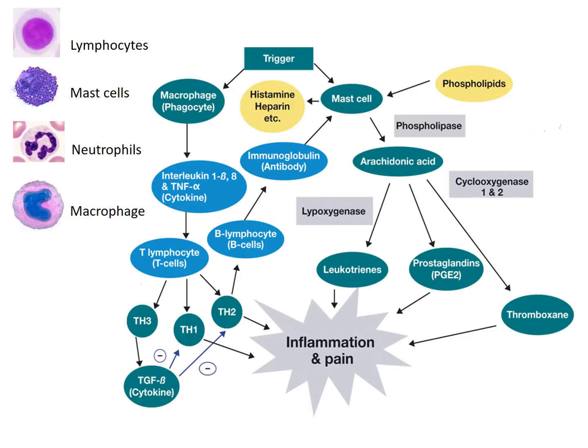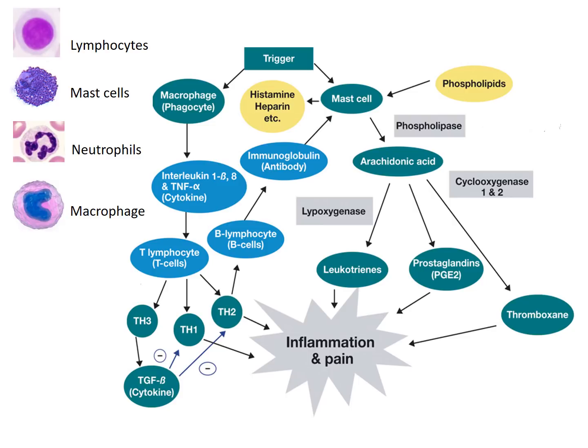As we look on this slide, we see at the top a trigger. Again, that trigger can be a lot of different things. It could be an infectious agent, an allergen, an irritant, whatever. The trigger starts to activate macrophages and mast cells, and those then release pre-stored inflammatory mediators. When released, these begin to activate more macrophages, more mast cells, and other types of white blood cells, particularly lymphocytes.